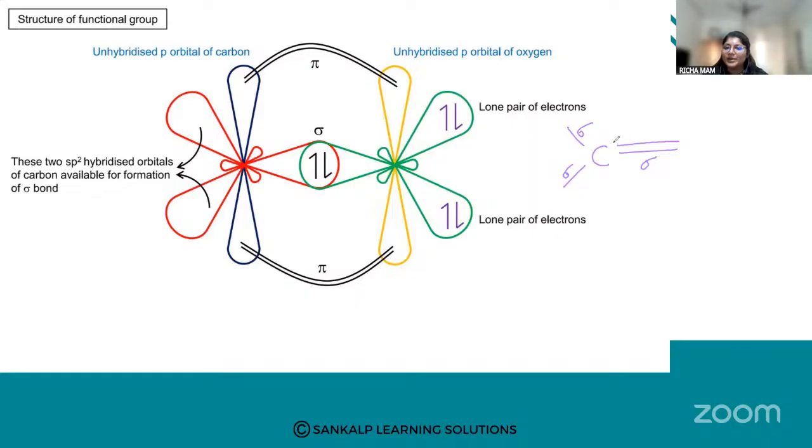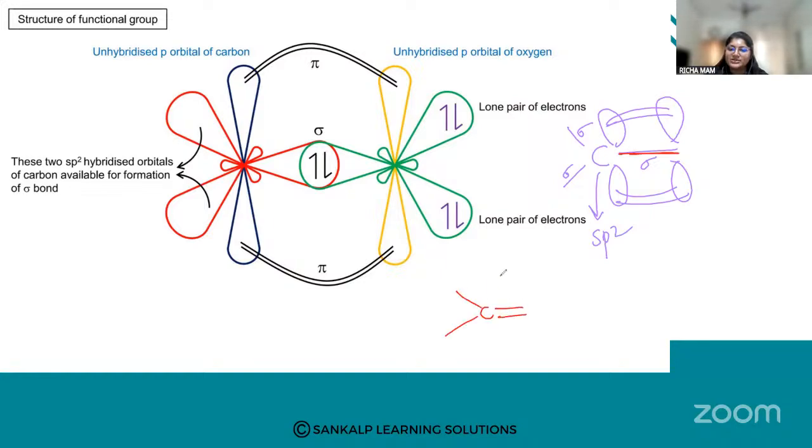Okay, so how is this pi bond formed? The pi bond is formed by the perpendicular overlap, right? So between this and this, the pi bond is formed. Now here, the carbonyl group. What is that? It is sp2 hybridized. Why is it sp2 hybridized, student? Because you have a double bond, right? This carbonyl group is sp2 hybridized because you have a double bond.